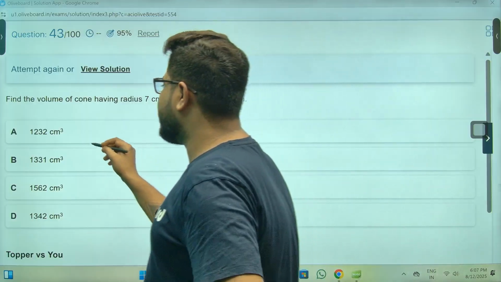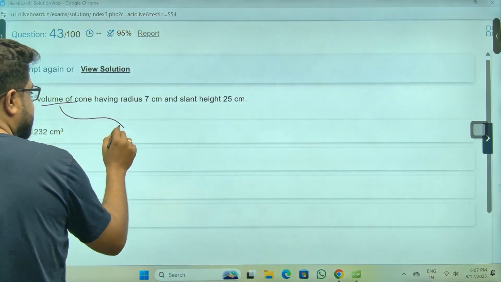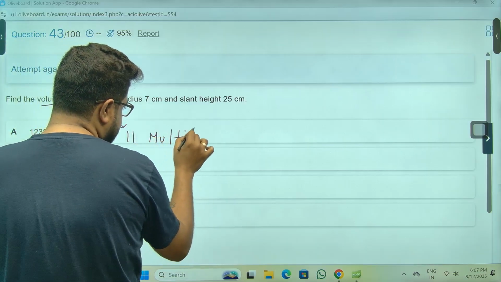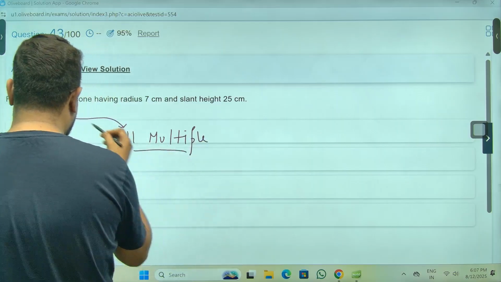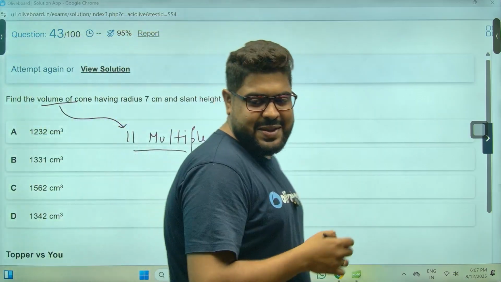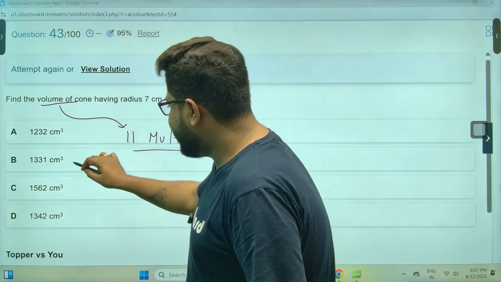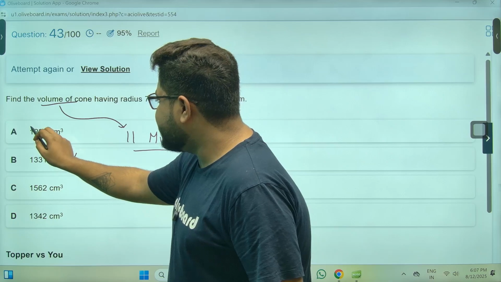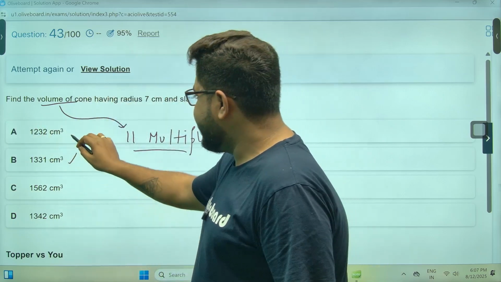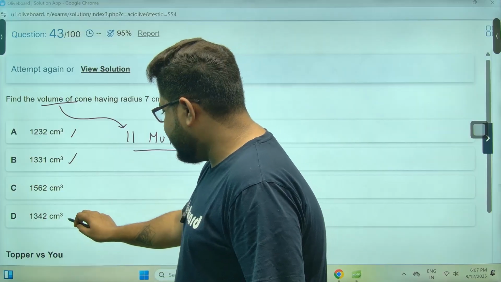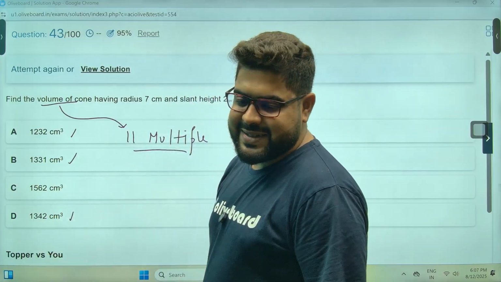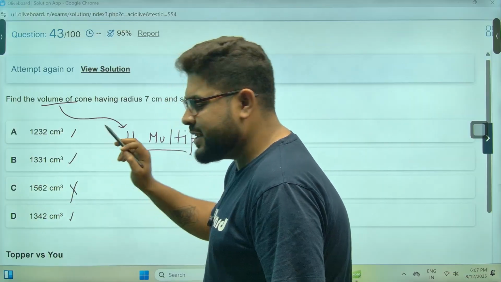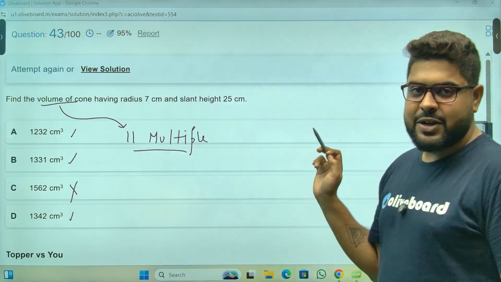Sir, volume of a cone, you will say, sir, for this we go for 11 multiple. But if you take a look at this, 1331 is definitely an 11 multiple, 11 cube. So this is also an 11 multiple, minus 1 plus 1. 1331 plus 11 is an 11 multiple. This one, minus 1, is not an 11 multiple. So first things first, this is eliminated.